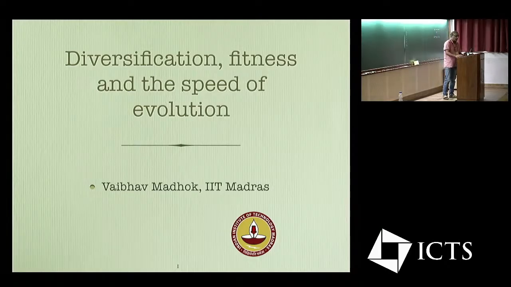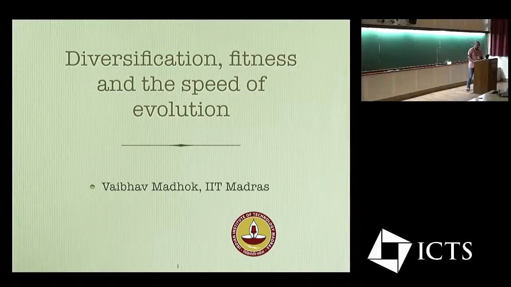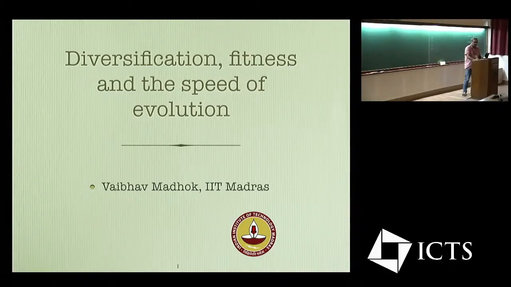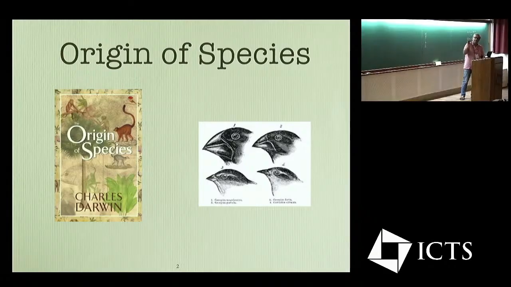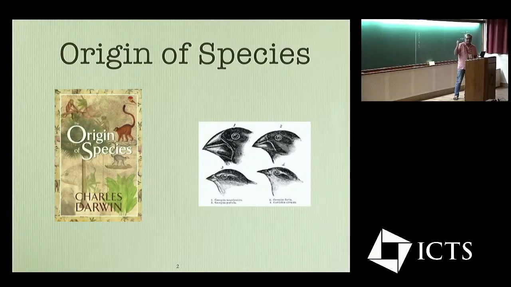Okay, so I'm going to talk about adaptive diversification, how different species arise in the course of evolution. Essentially, this is the problem of the origin of species. Even if we read Darwin's original text, he gives his explanations and poses some very profound questions. For example, these Darwinian finches occur in the same geographical location.